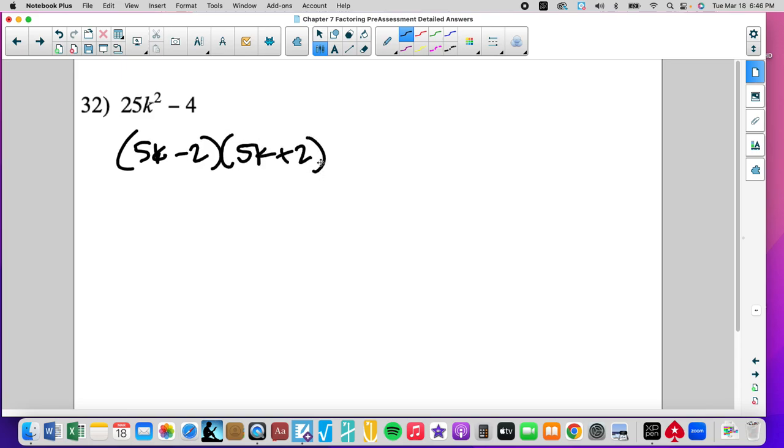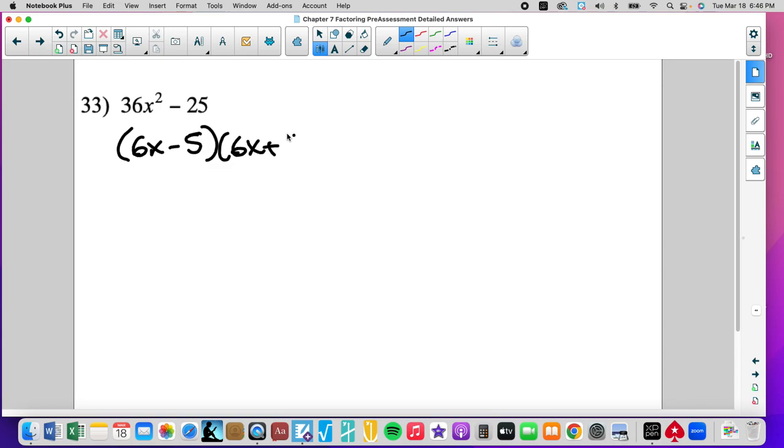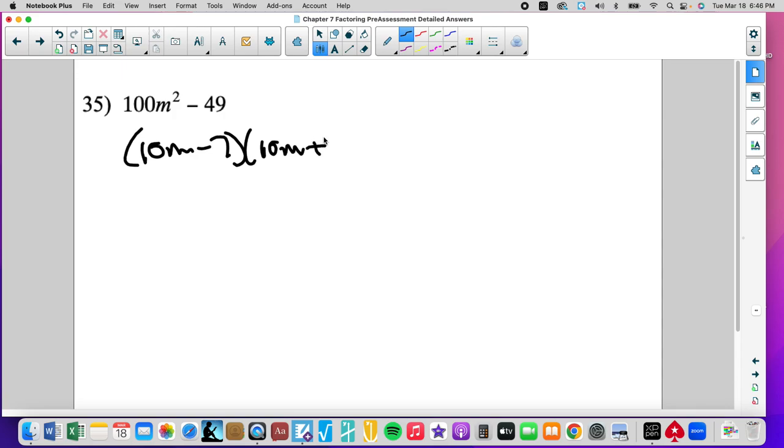Don't forget to take the square root. It is not dividing by 2. It is taking the square root. Two terms, subtraction, both perfect squares, yes. 6x minus 5, 6x plus 5. Two terms, subtraction, both perfect squares, yes. 7m minus 6, 7m plus 6. Knowing your perfect squares is very important so you can recognize the difference of squares. 10m minus 7, 10m plus 7.